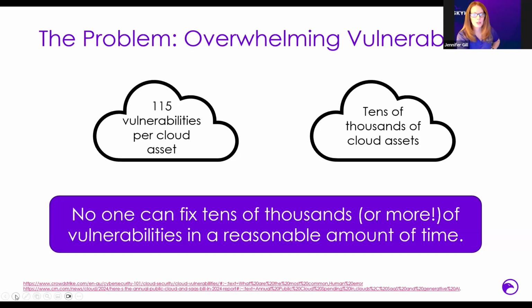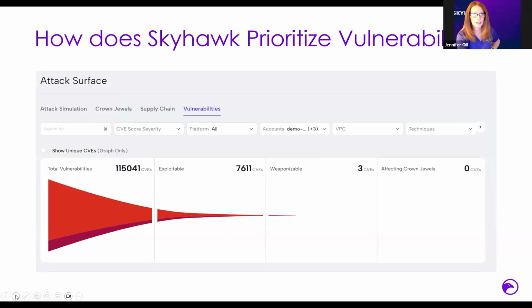fix. So with Skyhawk, and you'll see this in the product, we're able to prioritize vulnerabilities based on what's affecting your crown jewels. So we have total vulnerabilities. We take that down to exploitable, weaponized, and affecting crown jewels. So Asaf, can you tell everybody how we differentiate between exploitable and weaponized, please?